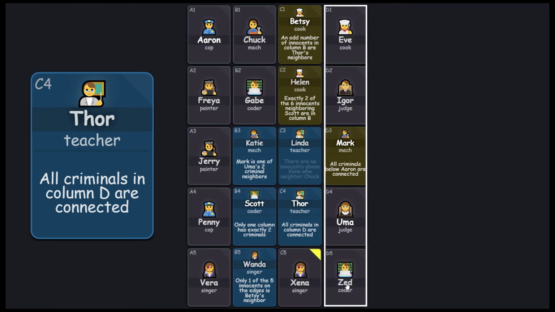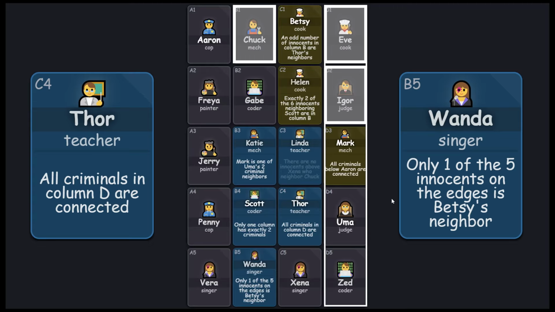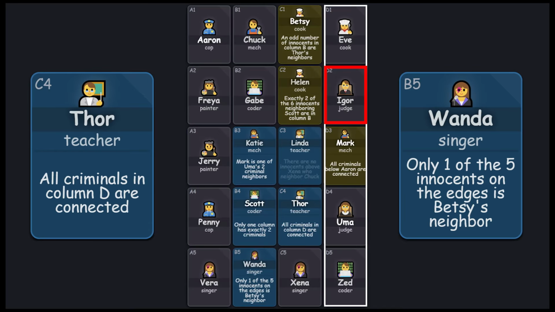All criminals in column D are connected. Remember that there is only one innocent among these three. So if Igor was innocent, then the other two would be criminals, and that would violate Thor's clue. Mark Igor as a criminal.